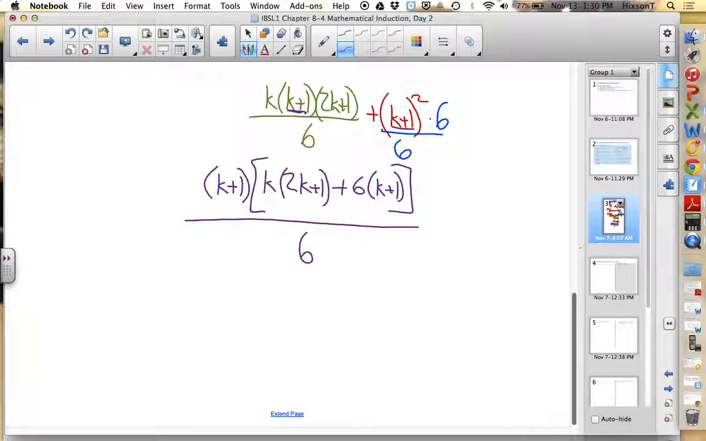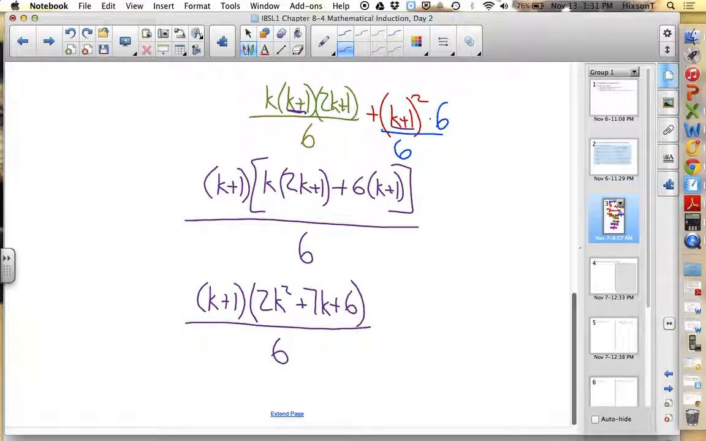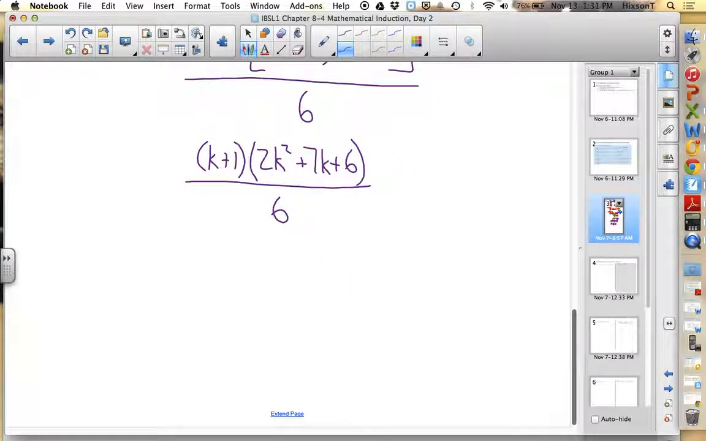Right. So at this point, we just need to combine all these like terms to simplify, and then refactor it. Alright, so we get a k plus 1 times this, which is going to be a 2k squared. There's a k, and there's another 6k, so it's going to be plus 7k. And then we have a plus 6, all over 6.